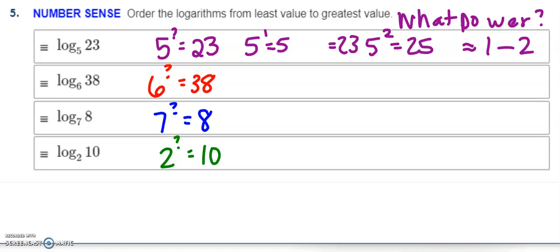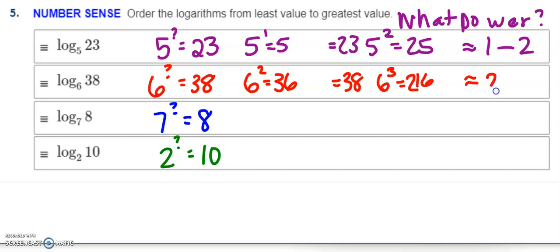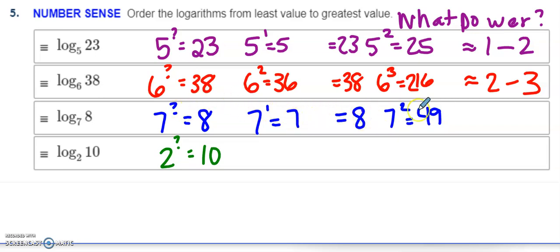Okay? So then if I look at the next one, I know 6 to the second gives me 36, and I know 6 to the third gives me 216, which means if I want to be equal to 38, I need to be raised to a power between 2 and 3. 7 to the first power is 7. 7 to the second power is 49. And so if I want to be equal to 8, which is in between 7 and 49, I need to be somewhere in between 1 and 2.